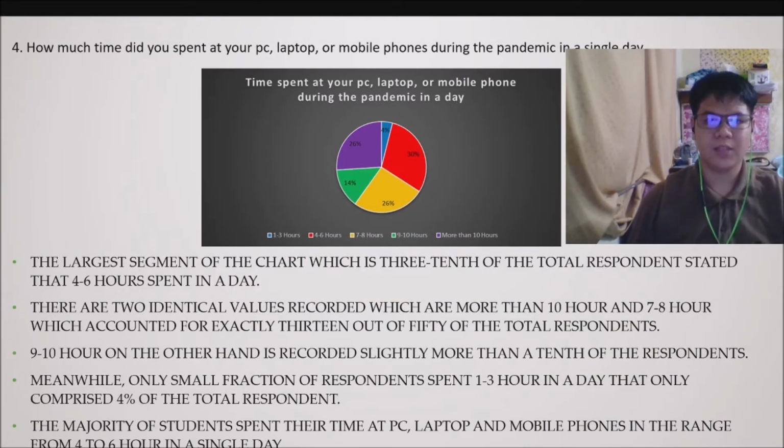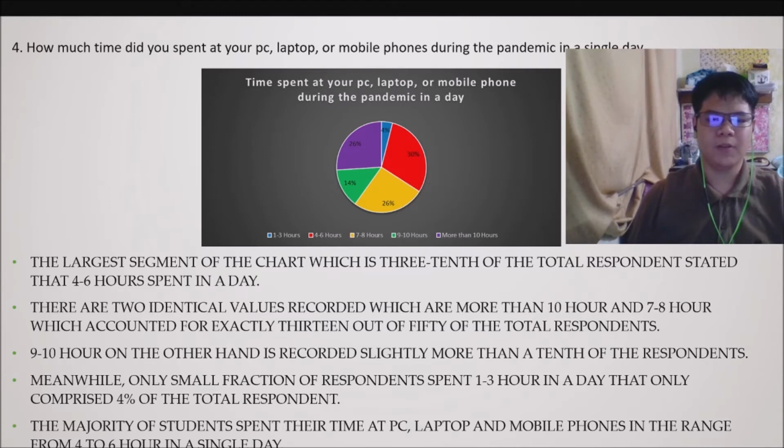This pie chart shows the time respondents spent on their PC, laptop, or mobile phone during the pandemic in a day. This pie chart draws its conclusion from all 15 respondents who made this response. Blue is 1 to 3 hours, red is 4 to 6 hours, orange is 7 to 8 hours, green is 9 to 10 hours, and purple is more than 10 hours.